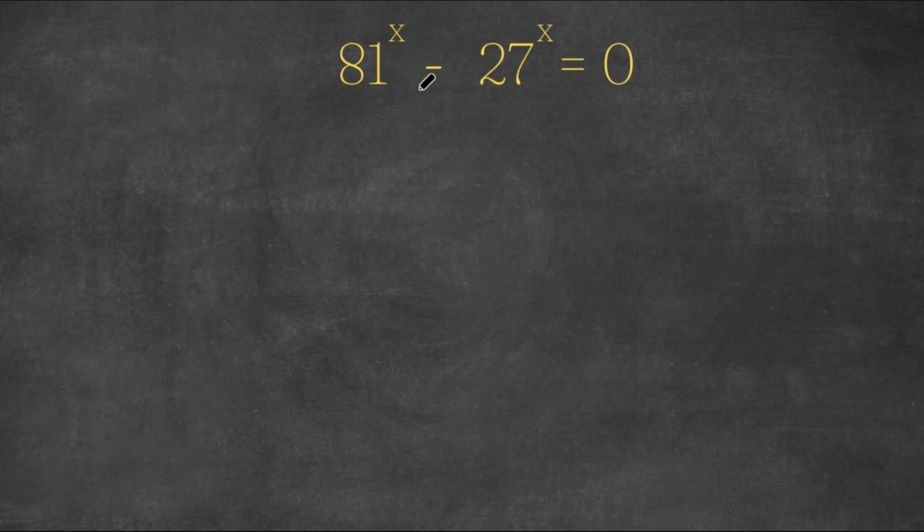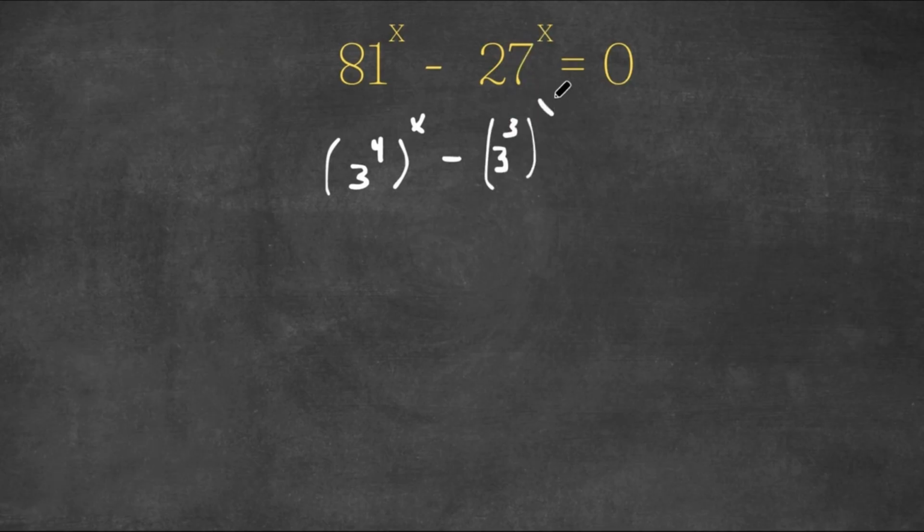Now what I'm first going to do is change 81 to 3 to the power of 4. So I'm going to replace 81 with 3 to the power of 4. So now we have 3 to the power of 4 to the power of x minus, now I'm going to change 27 to 3 to the power of 3. So now we have 3 to the power of 3 to the power of x. And this is equal to 0.